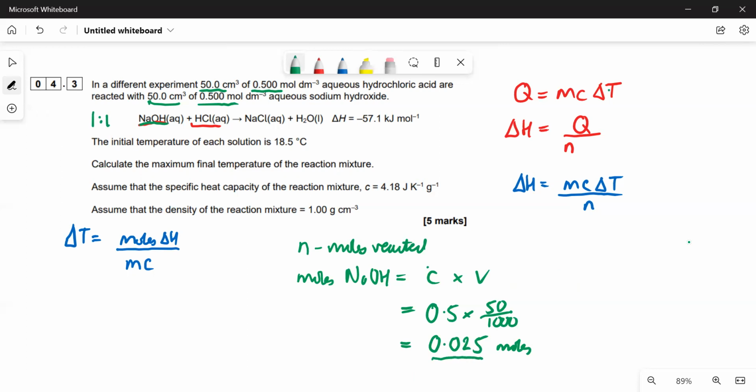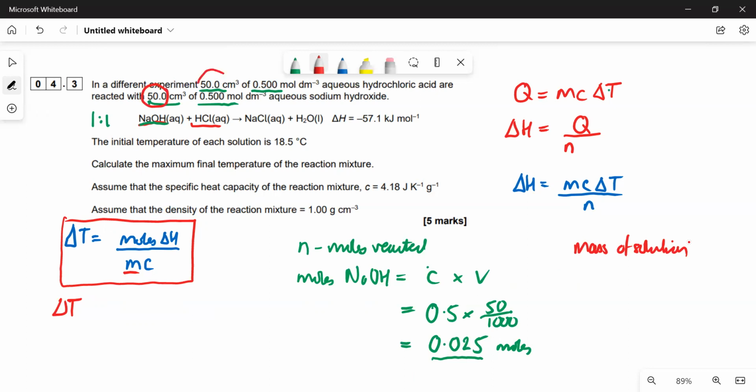So what we're going to do is put our numbers now into this equation here. Let's do that to find out delta T. So delta T, oh no, but before we do that, let's just talk about M. The total M is the mass of the solution. Well, we're adding 50 centimeters cubed to 50 centimeters cubed. So the total volume is 100 centimeters cubed. And they tell us the density is 1 gram per centimeter cubed. That's just the density of water. So the mass is going to be equal to 100 grams.